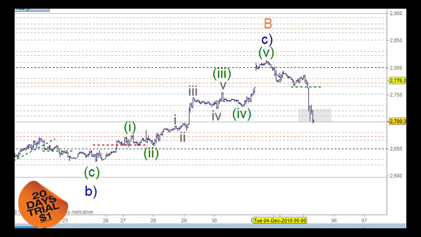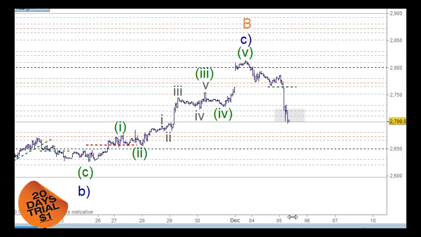I could say that the move down here could be an A wave, a B wave and a C wave here. Because we've got 5 waves here, then we'd see a move up from here. So that's possible, but a little bit unlikely because of the bigger picture. So what we're looking for here is 5 waves to the downside.